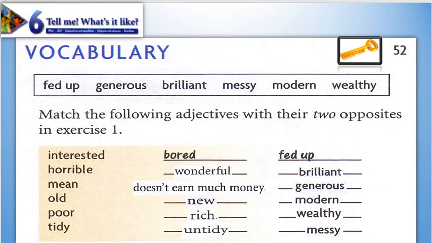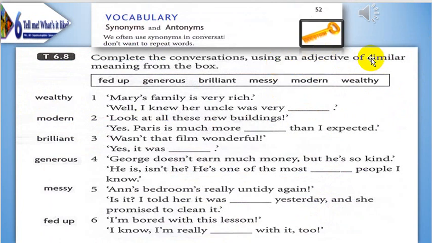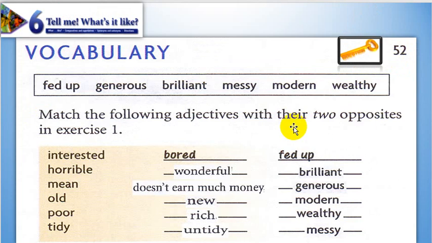Now, also on page 52, you have another exercise. He said match the following adjectives with their two opposites. On the previous exercise, we said match with adjective of similar meaning. On the second exercise, he said match with their opposite. Okay? This is antonyms. So, we have the same box from the exercise number 1. So, if someone is interested, the opposite of interested is, as in exercise number 1, bored and fed up. I wrote down the solution for you. Okay? Horrible, the opposite is wonderful and brilliant.